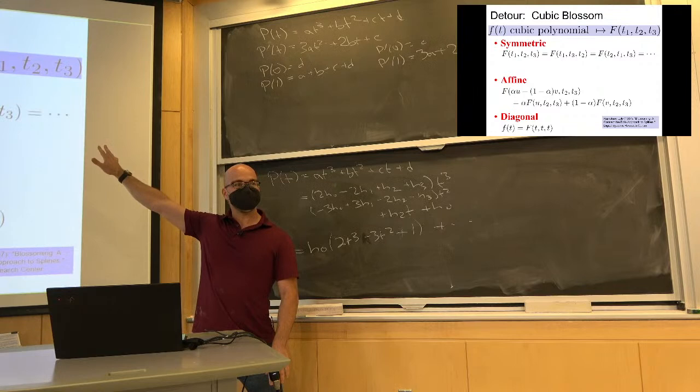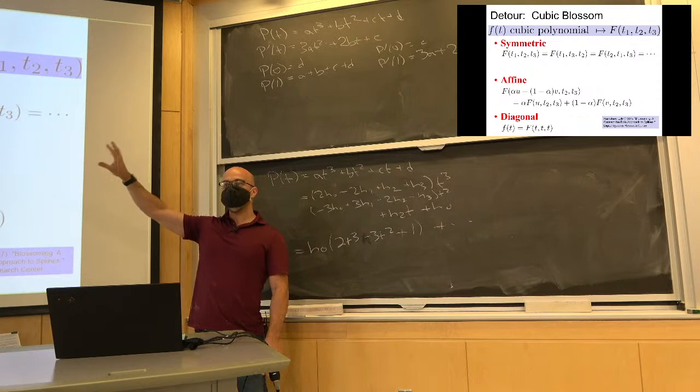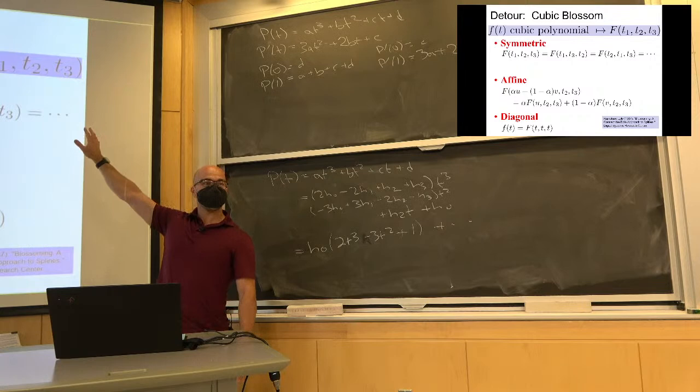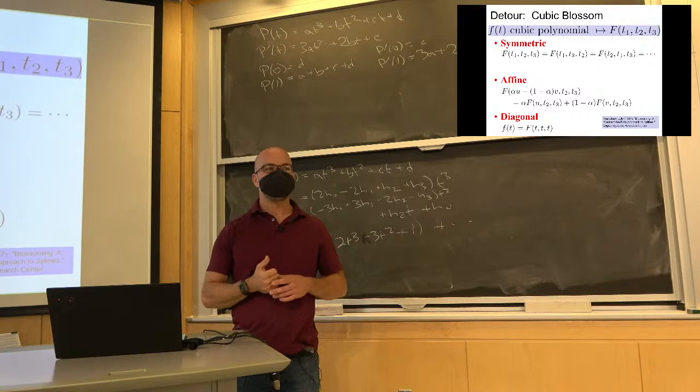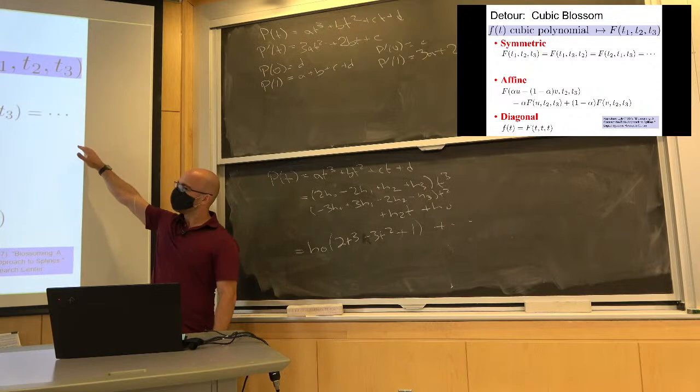Now, if you're doing a cubic blossom, then the cubic polynomial is just a function of one variable t, and the blossom is going to be the function of three variables t1, t2, and t3. Okay? And essentially, the blossom is going to be defined by three properties that I've written for you on the screen. Now, the cubic blossom of a polynomial is going to be symmetric, meaning that I can flip any of the t's and not affect the value.